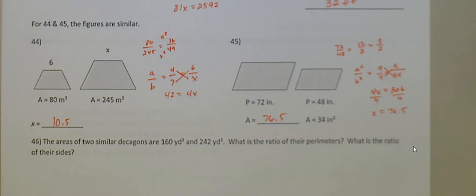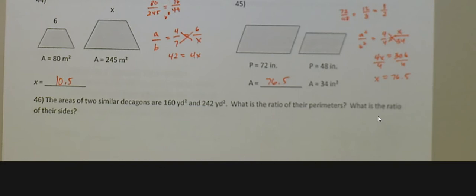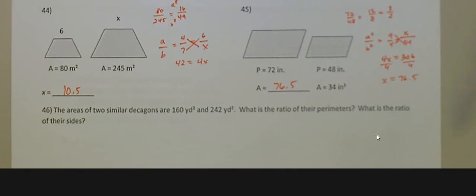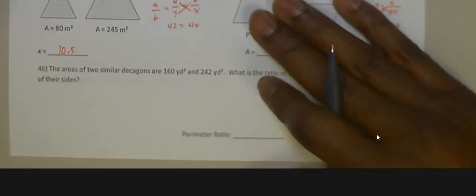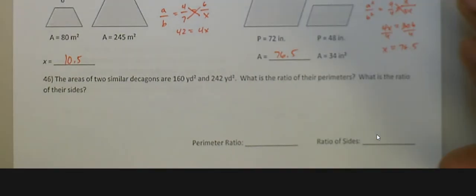All right, and then finally, number 46, it says the area of two similar decagons. And remember, with these shapes, it really doesn't matter what shape it is. What matters is that they're talking about areas of similar figures or perimeter of similar figures. So the area of two similar decagons is 160 and 242. What is the ratio of their perimeters? What is the ratio of their sides? We've been doing this the whole time.